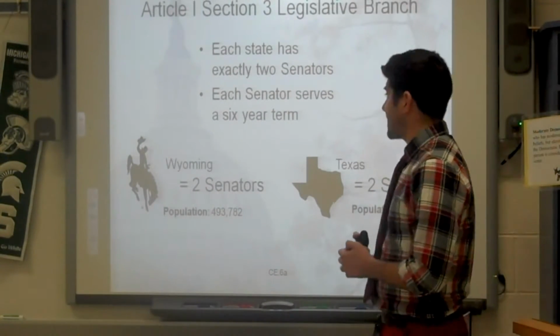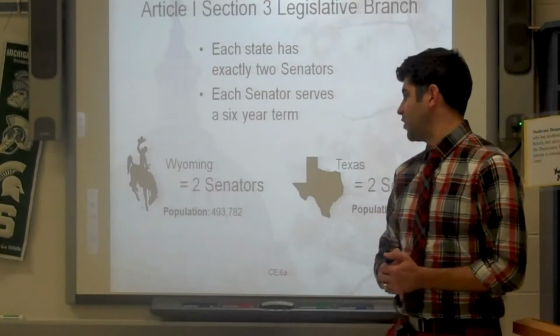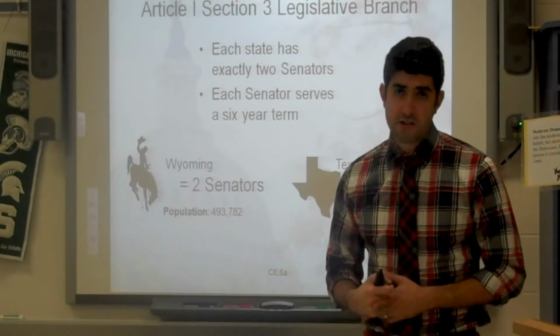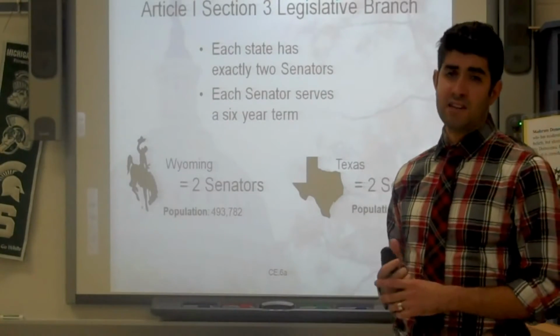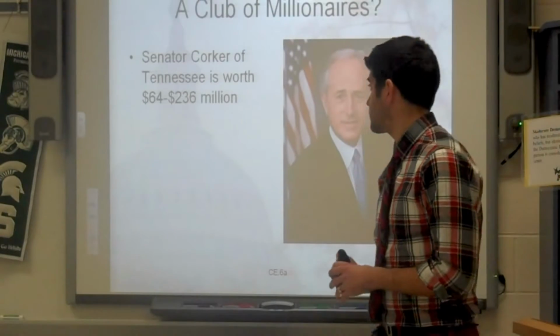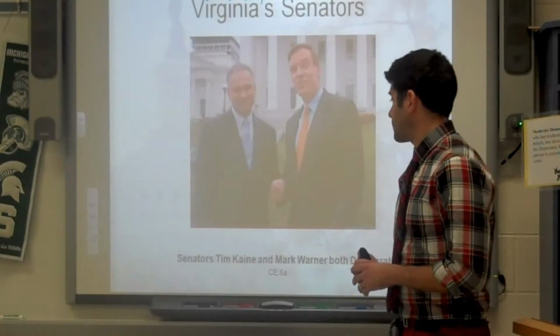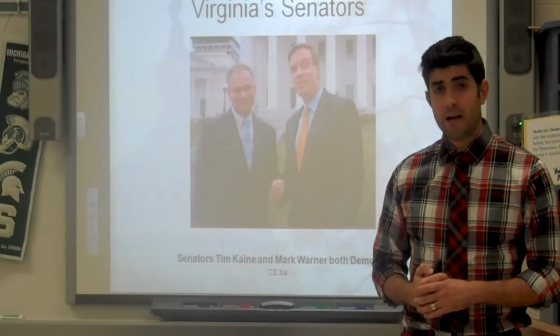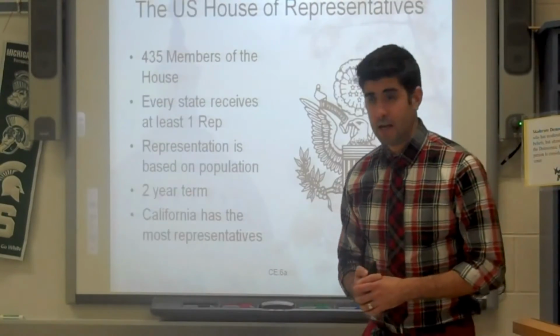Each state, again, has exactly 2 senators, so a state like Wyoming, with a very small population, has the same amount of U.S. senators as a state like Texas, which is the second largest state in our country. Currently, the 2 senators from the state of Virginia are Democrat Mark Warner and Democrat Tim Kaine.